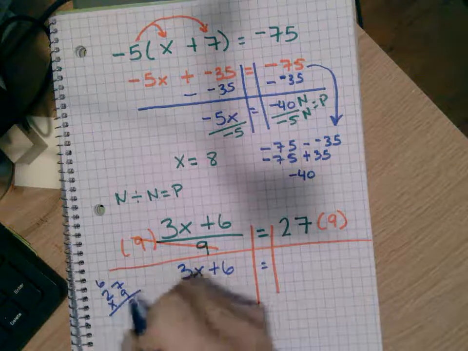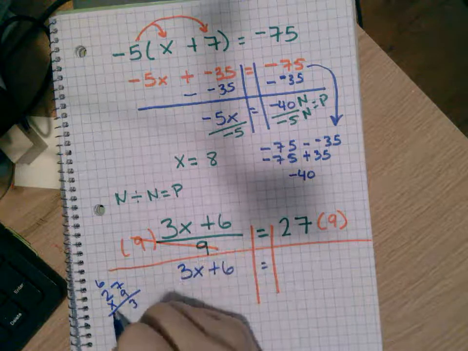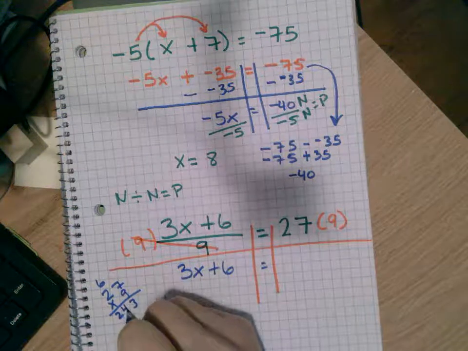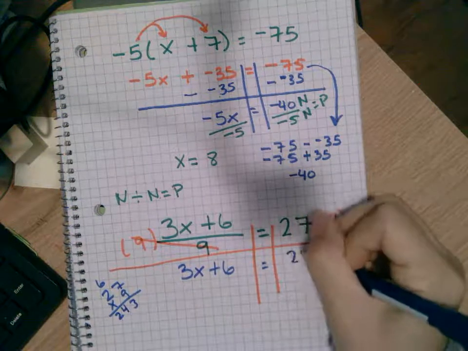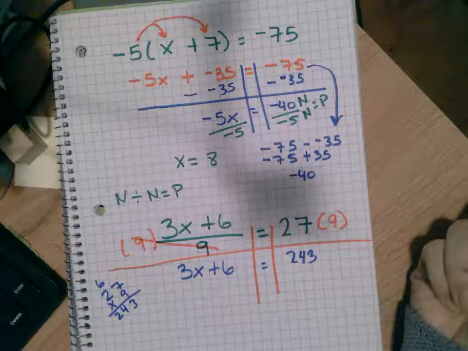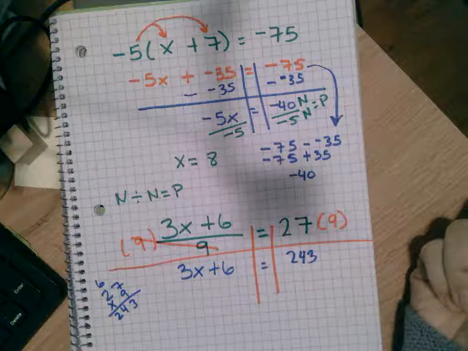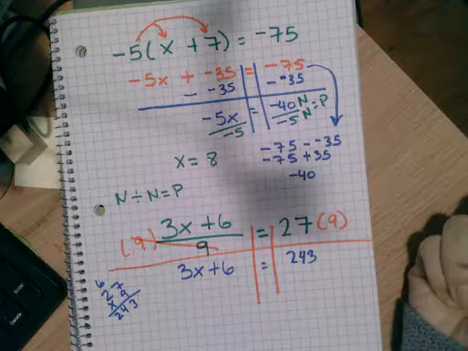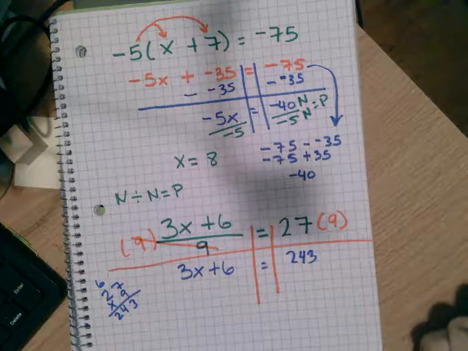63, carry the 6, 18, 19, 20, 21, 22, 23, 24, 243. Did I do that right? Can someone confirm or debunk me? 18, that's right. Okay. Now what?